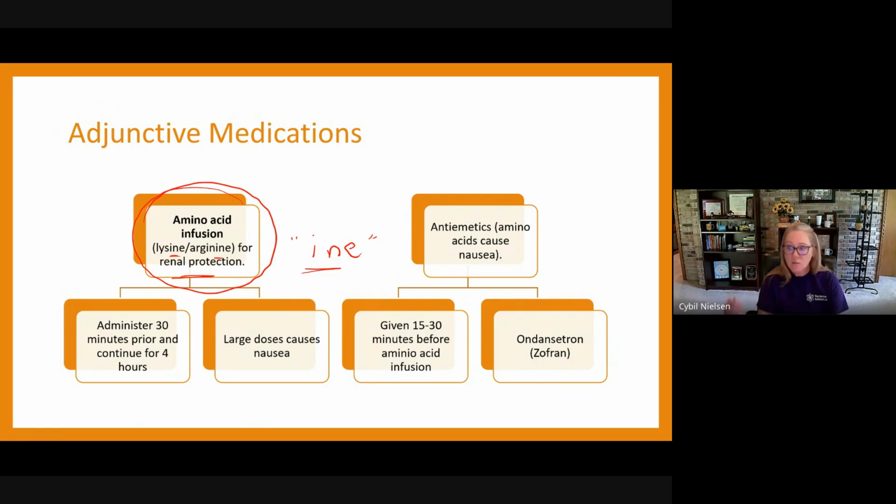We're going to give high doses of amino acids, which prevents the lutetium from basically hanging out in the kidneys. And when we do that, it causes nausea. So we also have to give antiemetics. I should really change this slide so the antiemetics are first. We're going to give the antiemetics first, and then 15 to 30 minutes later, that's when we start the infusion of the amino acids. And we continue that for about 4 hours.